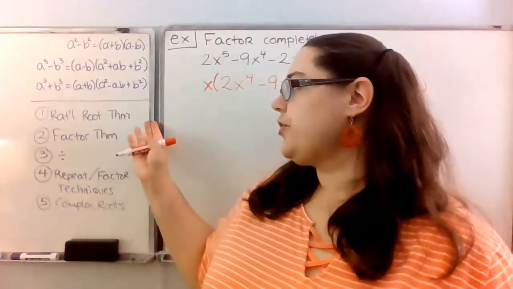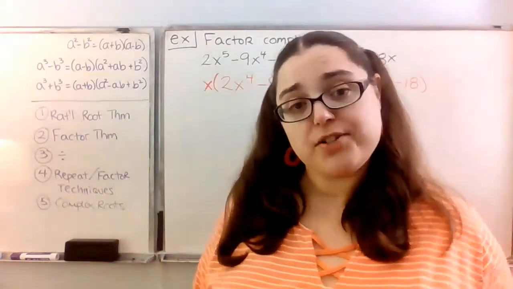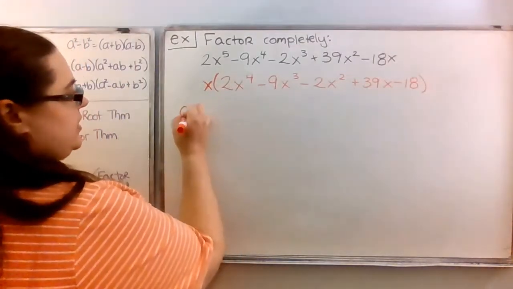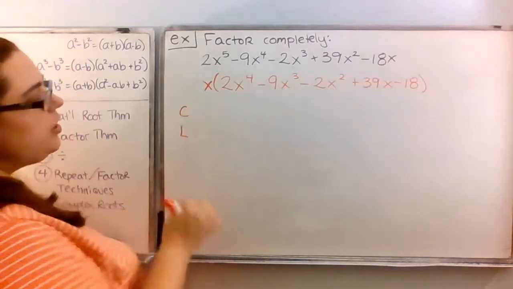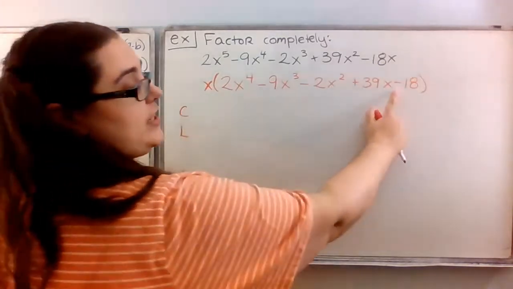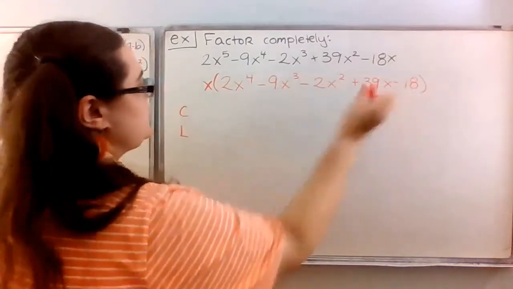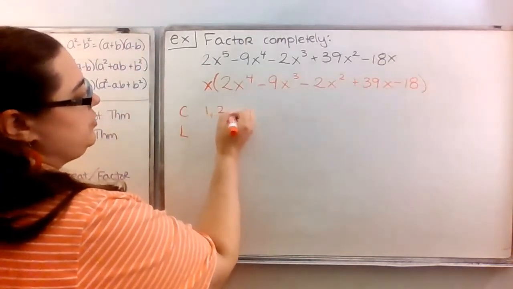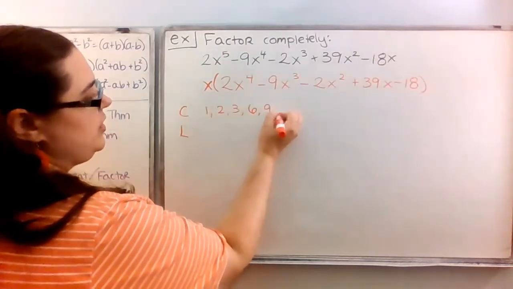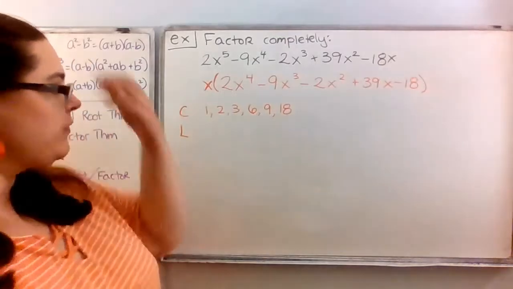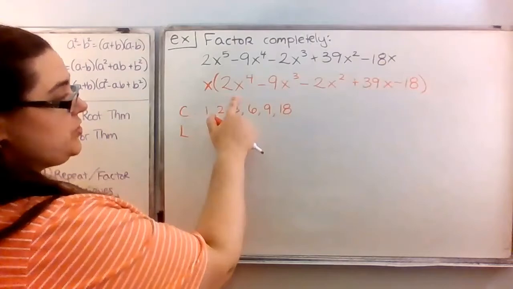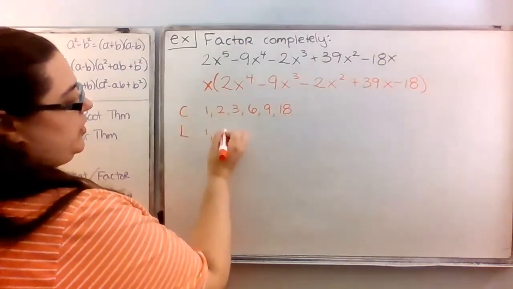The first step is the rational root theorem. This is where you find the C over L stuff. Recall that C are factors of our constant term. In this case, that's going to be factors of 18. So that's 1, 2, 3, 6, 9, and 18. And then for L, that's our leading coefficient, 2. So we have factors of 2, which are 1 and 2.